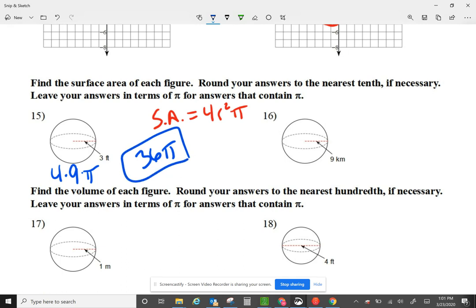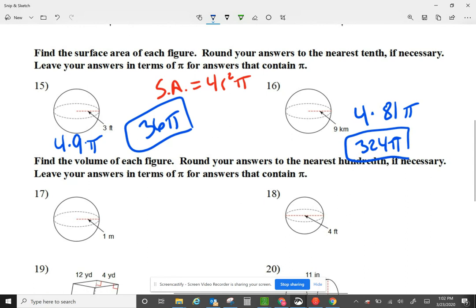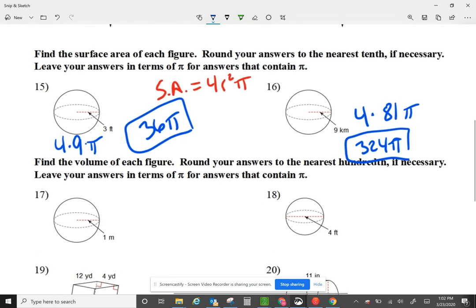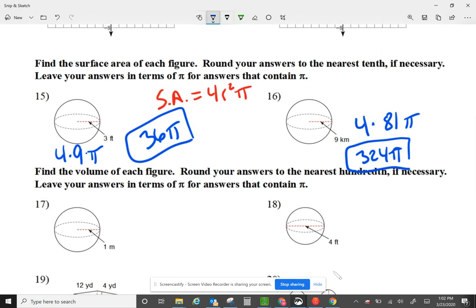Now let's take a look at number 16. I'm going to go 4 times 81 pi. The 81 because it's 9 squared, radius squared. So 81 times 4, I'm going to go 324 pi. That's surface area. Then questions 17 and 18, I'm moving on to volume.